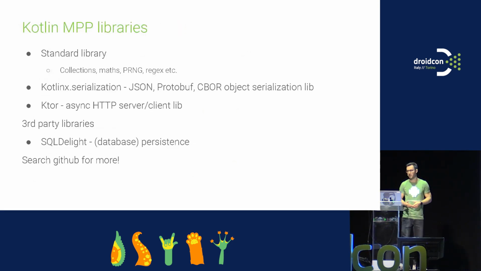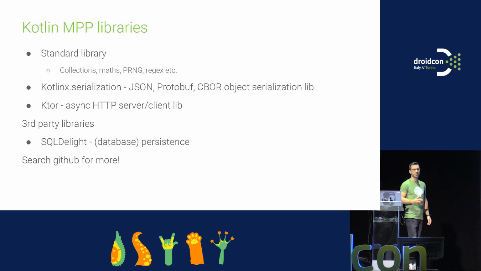So for Kotlin Common, like I said, first of all, you have a large part of the common standard library of Kotlin available. So you have classes like collections, math operations, pseudo-random number generator, which I'm using to generate my Sudoku boards as well, regex, text manipulation, and so on. So a large part of the Kotlin standard library you can use in the Kotlin Common module that you can compile for both platforms.